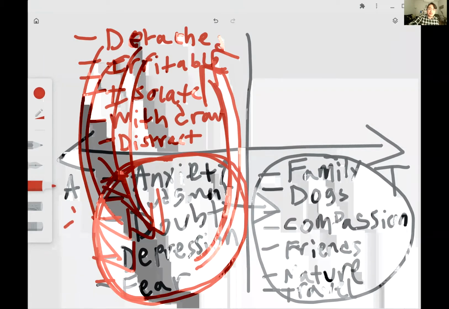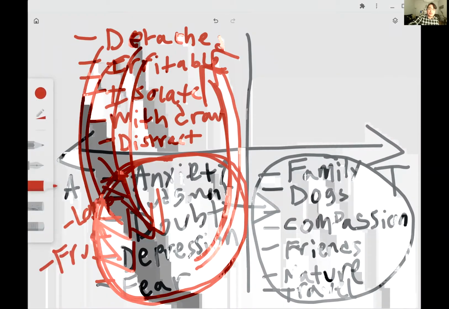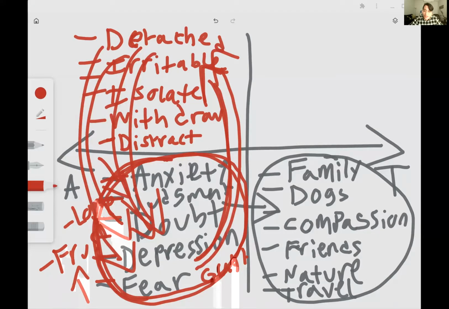Loneliness, frustration, more of the same. Guilt, worthlessness, anger. Bitterness, blame, self-pity. Excellent job. And so we can add those to that bottom away quadrant.